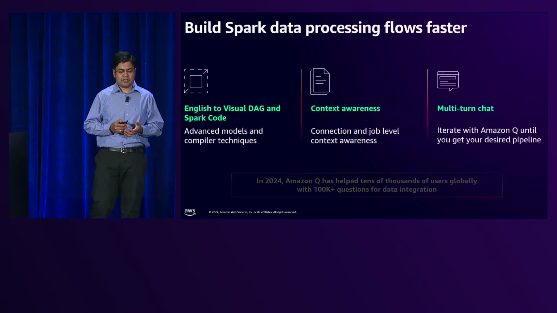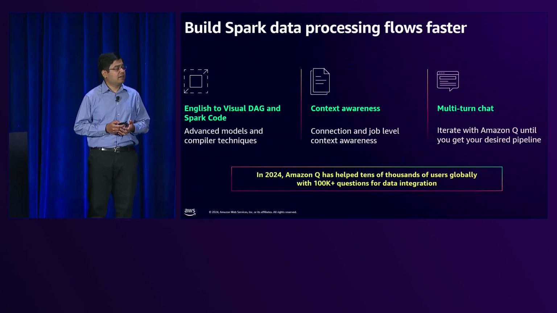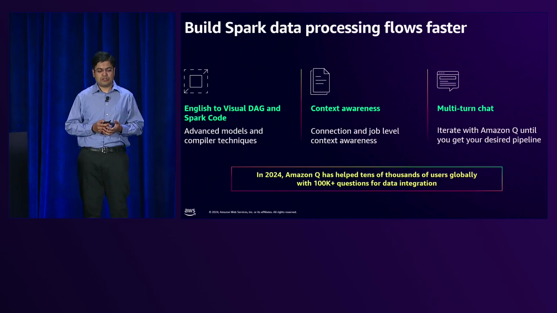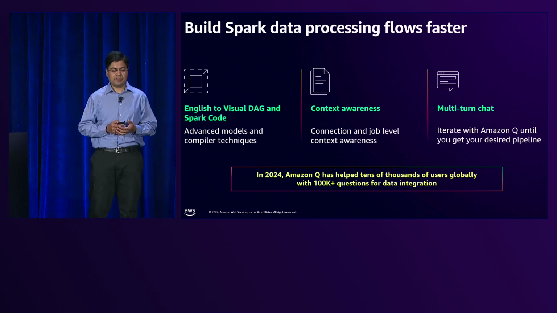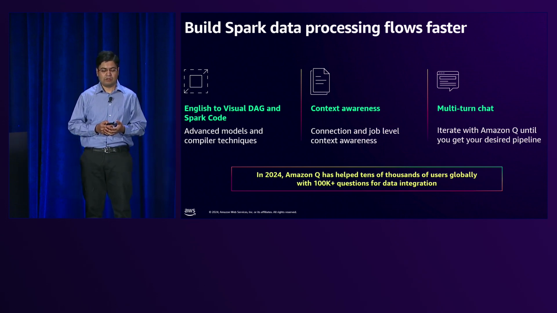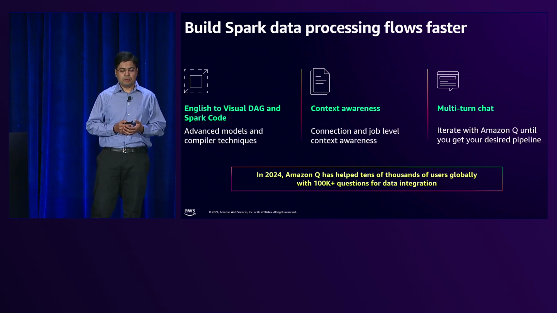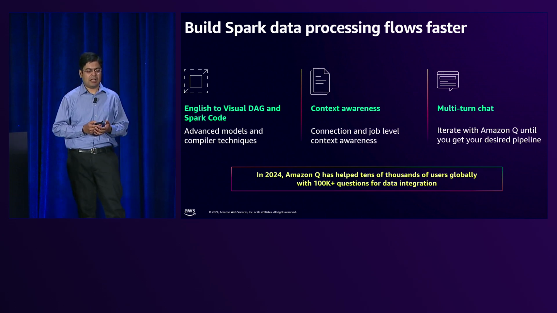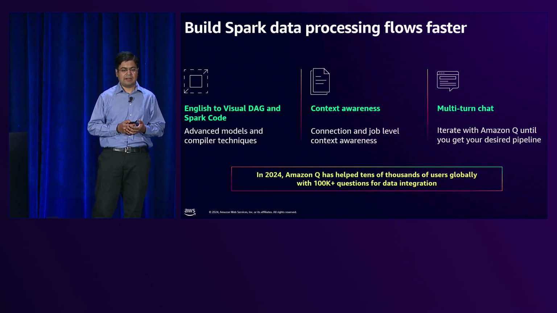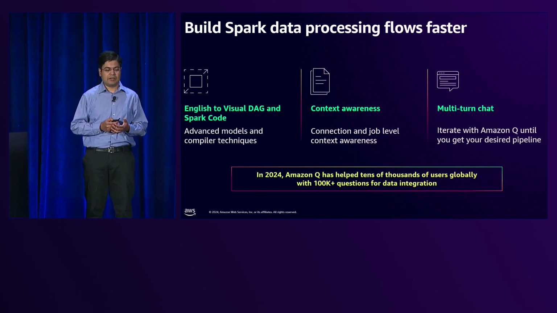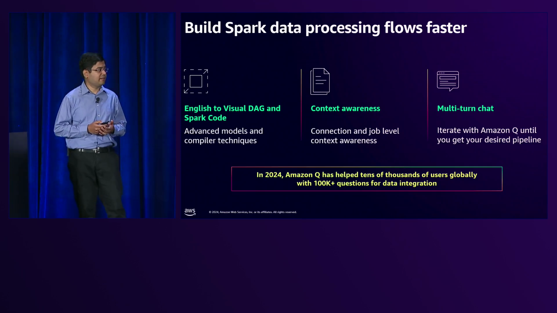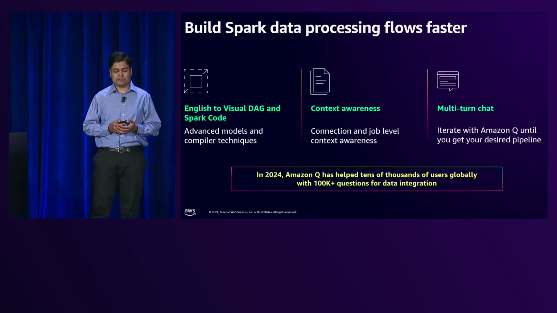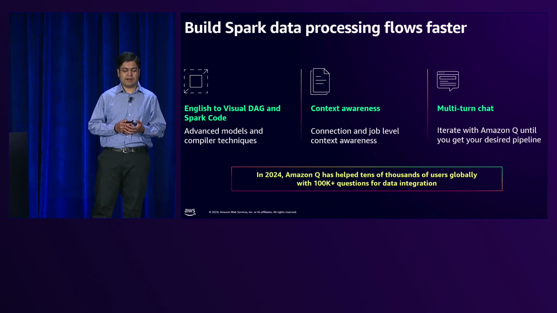To address this challenge, we are launching this capability which has 3 sub-features. The first is English to Visual DAG, in addition to PySpark code. And with this, we use advanced state-of-the-art models as well as bring the AWS knowledge, which we have used for years for helping customers build their Spark applications, and new compiler techniques to generate visual DAGs and Spark code for users. In 2024 itself, Amazon Q has helped tens of thousands of users globally with more than 100,000 questions related to data integration.